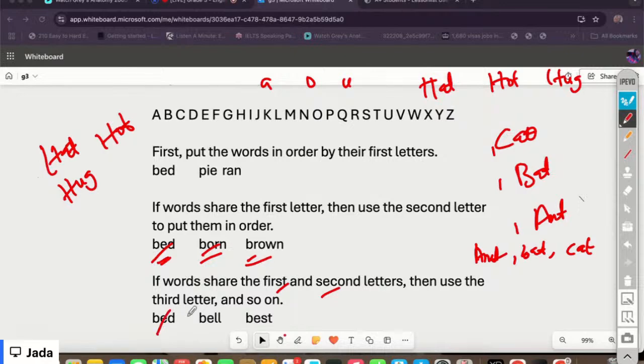So we have bed, bell, and then best. So bed, bell, best. We can see over here that it's BE, BE, BE. So what we will do next is just look at the third letters. So we have D. D of course comes before L and before S.